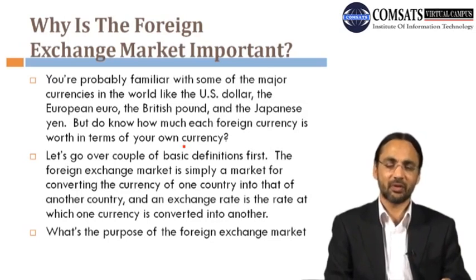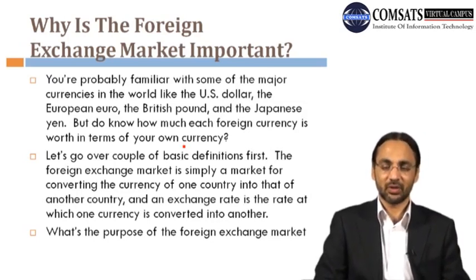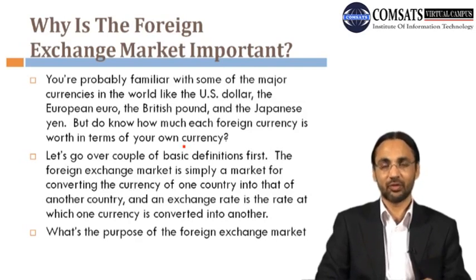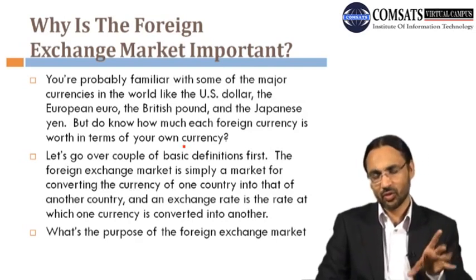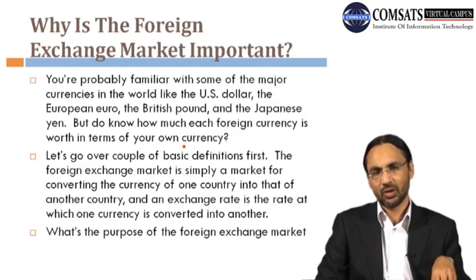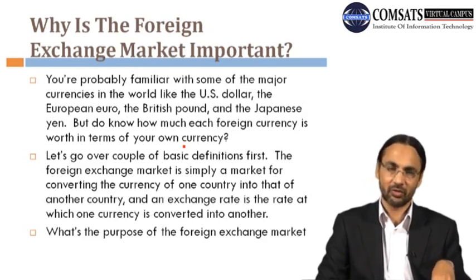The first one is that you are probably familiar with some of the major currencies in the world, like the US dollar, the euro, the pound, and the Japanese yen. But do you know how much each currency is worth in terms of your own currency? Of course, you know about these things. We are more familiar in Pakistan with the dollar. The current rate is around 101 rupees to $1, the pound is around 162, and the euro is 129 rupees to €1.